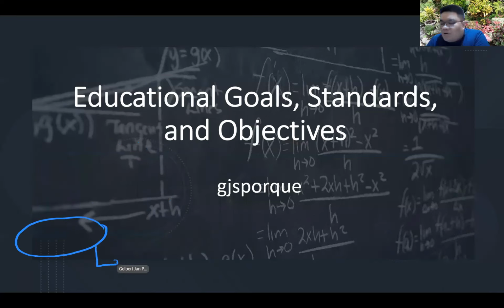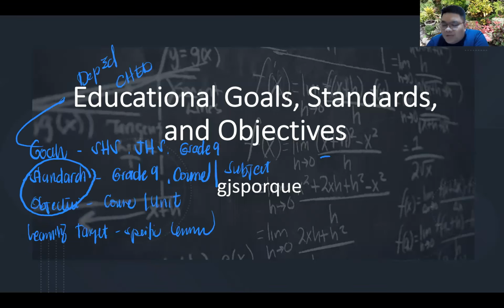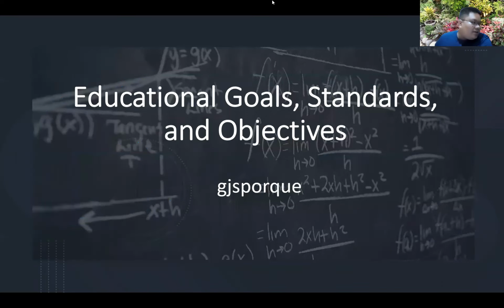Okay, so class, when you talk about learning target, the learning target is authored by the teacher who is handling the subject. That's why it's referred to as learning target, meaning it's specific to that particular subject, it's specific to that particular lesson. Ayan po yung tinatawag nating learning targets.